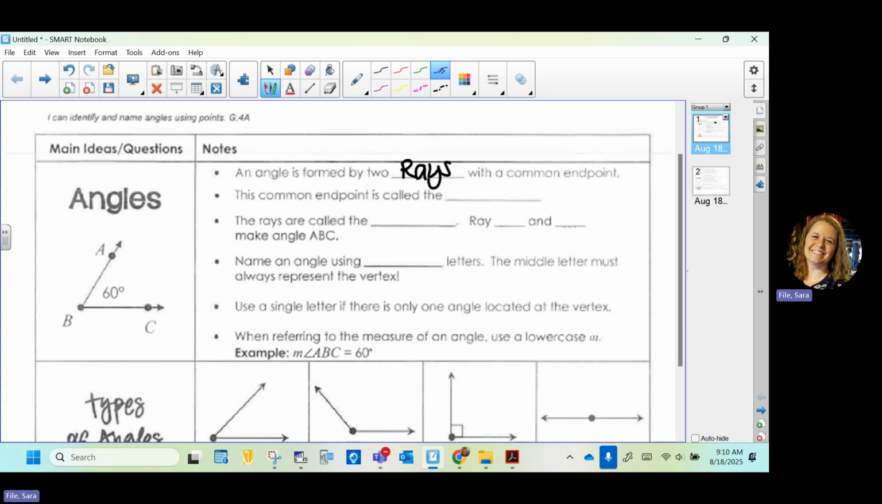Okay, so the common endpoint, y'all already said was going to be B. That is the, anybody remember what that's called? Vertex. Been a while. Y'all heard that term before, I'm sure. Okay, the vertex. So B is the vertex of this angle. Okay, the rays we call just the sides of the angle.